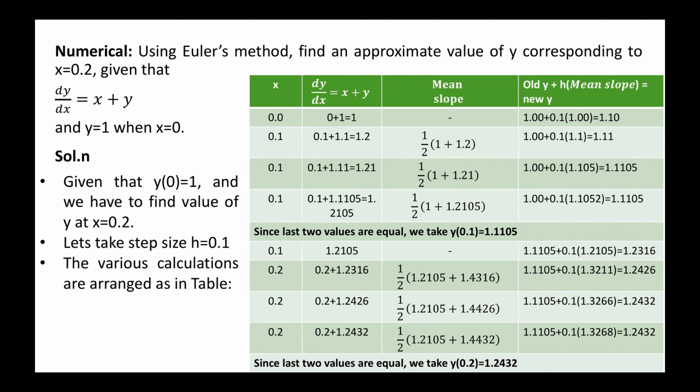So at x equal to 0.1 we have the new value of y, which is 1.1105. Since the last two values are equal, we take y at 0.1 to be 1.1105. So now this is the new value of x1 and y1. So x1 is now 0.1 and y1 is now 1.1105. Sorry, the value of the function is x plus y, 1.2105.